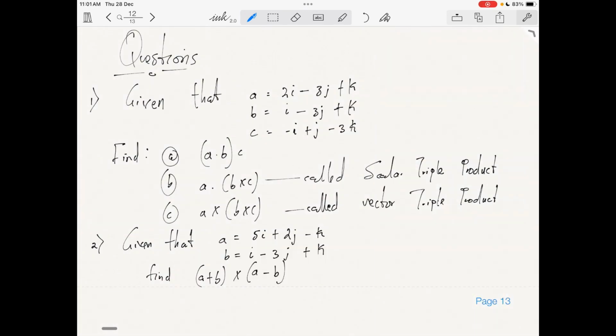Last video we talked about calculating the angle between two vectors, and also the dot product, that is the scalar product, and the cross product, that's the vector product. And now today we will be looking at questions and writing the questions. I'm talking about the triple product of vectors. Thus we can talk about the scalar triple product and also the vector triple product.